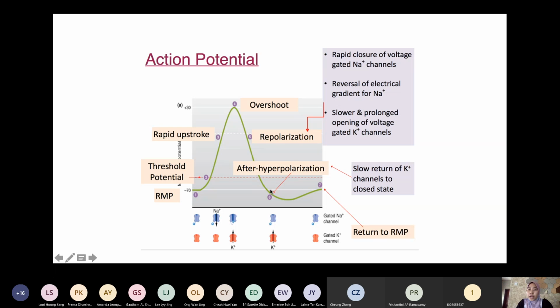Why does the hyperpolarization occur? The hyperpolarization occurs due to the delay in the closure of the potassium channels. This delay causes a lot more efflux of potassium, leaving the cell much more negative compared to the resting membrane potential. However, it will come back to its resting membrane potential due to the leakage of potassium ion. We still have a leakage potassium ion, so this leakage potassium ion will maintain the resting membrane potential.